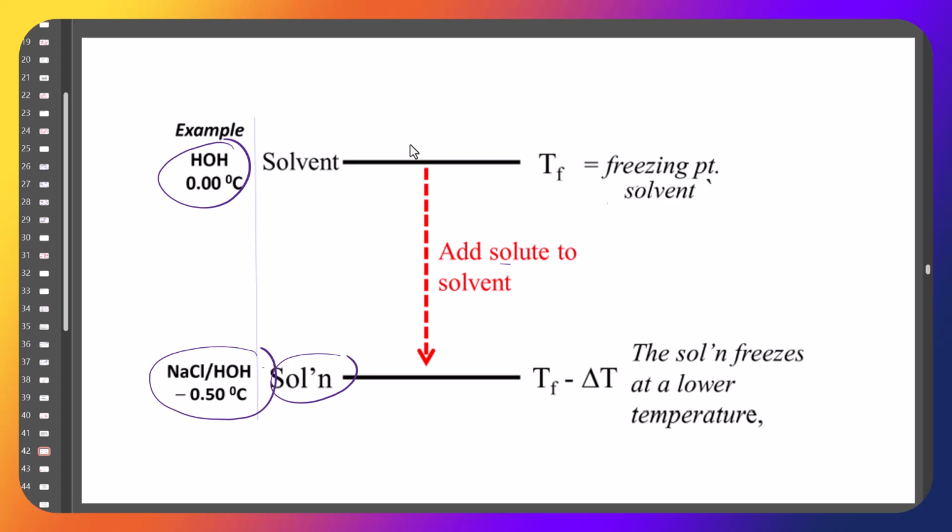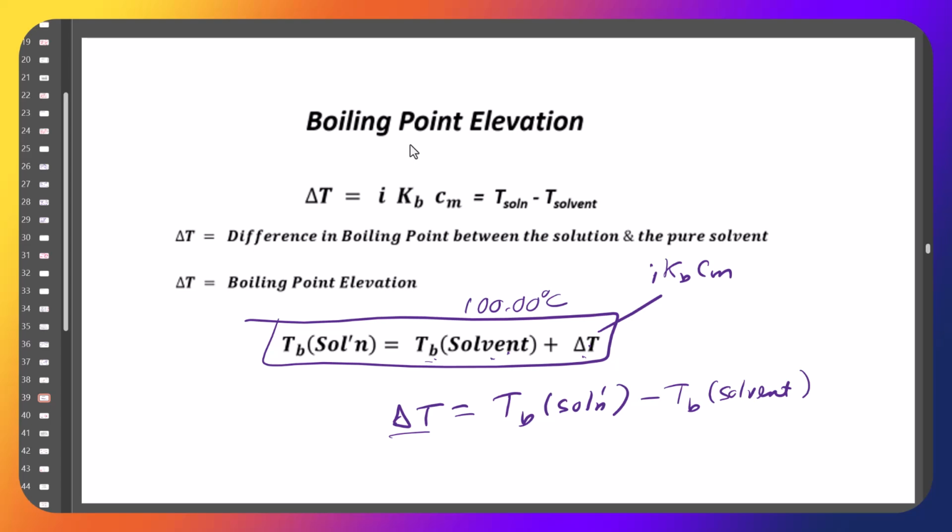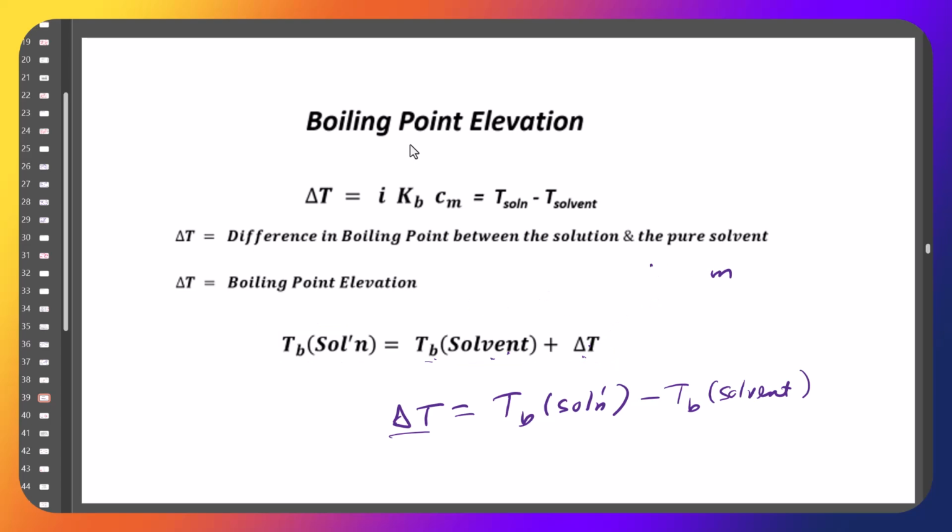So that would be the freezing point of the solvent. Here it's water at 0, and the freezing point of the solution is going to be the freezing point of the solvent minus that change in freezing point. That's something you should know. I won't tell you that, just like I won't give you this equation on a test. This is a conceptual thing that you should understand.